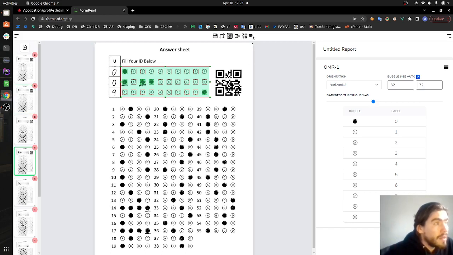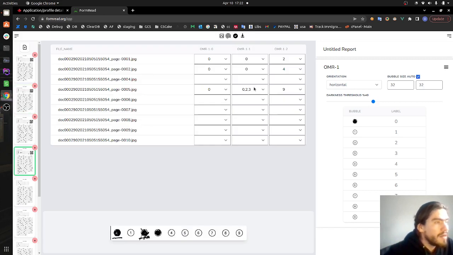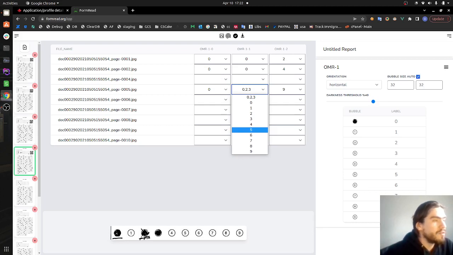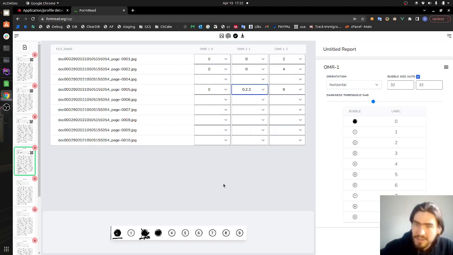So in that way, if you go to the table, now you get a multi-mark decision. It's saying, okay, you answered the zero, the two, and the three, and the third bubble. So yeah, that's the good advantage of using anchors.